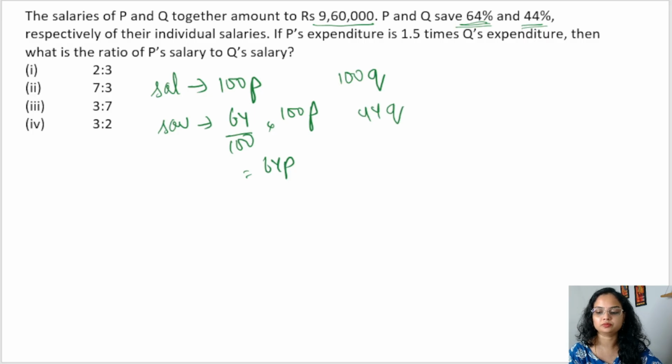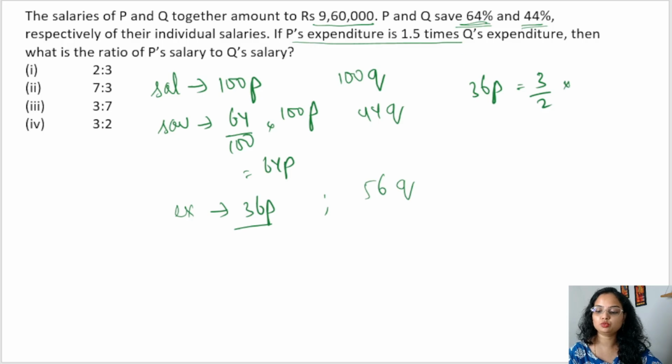And savings of Q is 44%. It is 44Q. So what is the expenditure? Expenditure is 100P minus 64P. It is 36P. And expenditure of Q is 56Q. And it is given P's expenditure is 1.5 times. P's expenditure is 36P. It is 1.5 times, means it is 3 by 2 times of Q's expenditure. It is 56Q. 2 into 28, 3 into 12, 4 into 3, 4 into 7. Here P by Q is 7 is to 3.